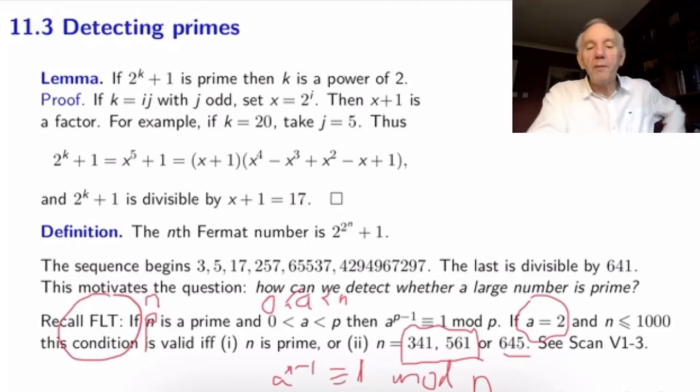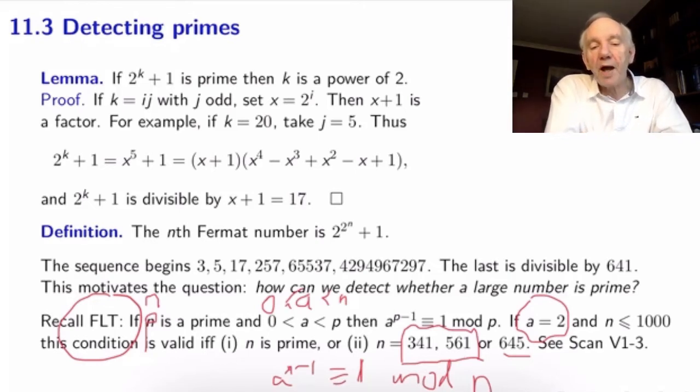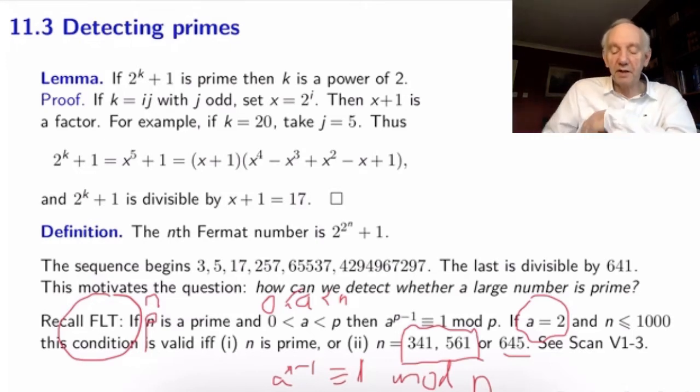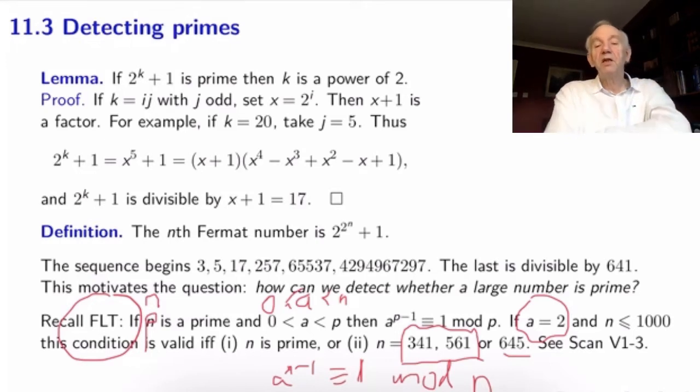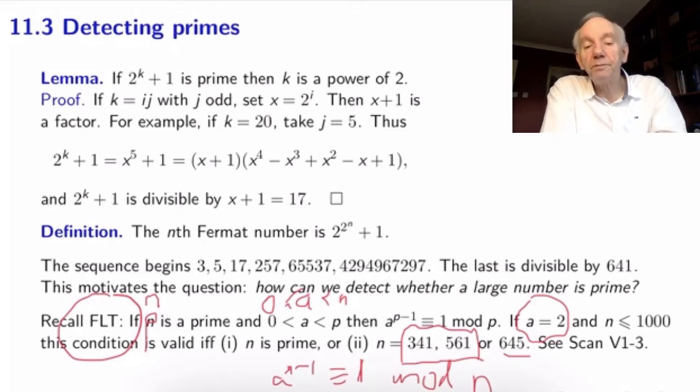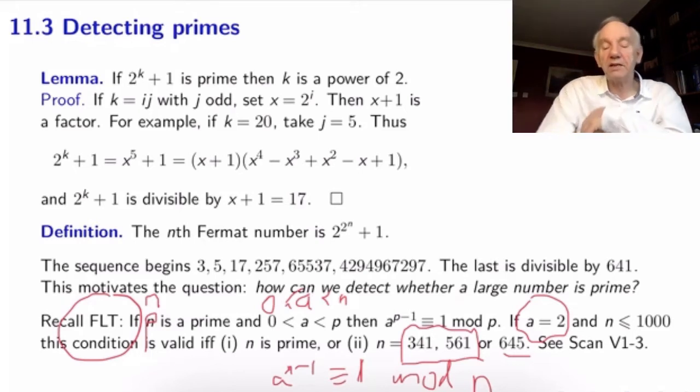So what you see from this is that actually Fermat's little theorem is incredibly good at detecting prime numbers. We know that if a number is prime, then a to the n minus 1 has to be 1 mod n. But if that condition holds, it's pretty certain that the number is prime, even if we take a to be 2. Pretty certain in the sense that we only miss out on 3 cases, even if we go up to 1,000. Okay, so that's the background. That's Fermat's little theorem.